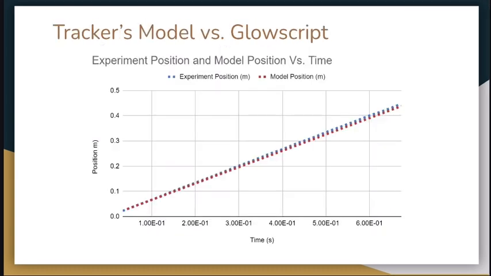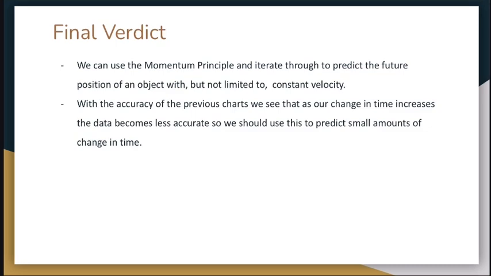In this graph, we have Tracker's model versus GlowScript, where we see that the experiment position, the one that we completed and found our data through Tracker, is noted in the blue, and the red is the model position that we found from GlowScript. Notice that as we begin to deviate from the origin and as delta t grows bigger, the calculations begin to deviate and become less accurate, and that in our initial calculations, it is very accurate.